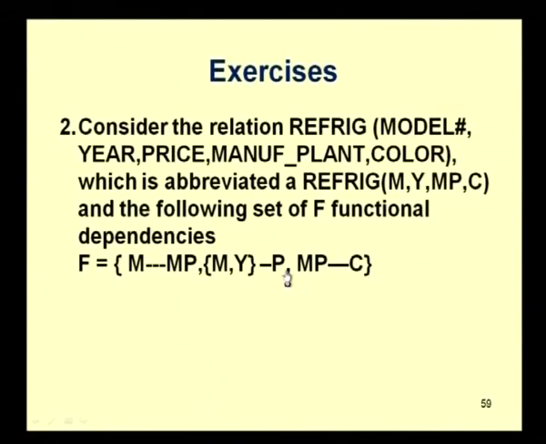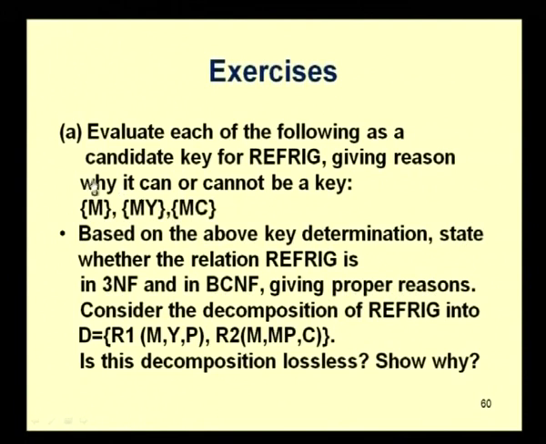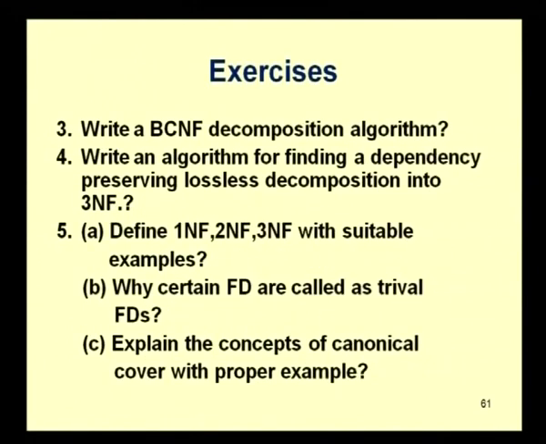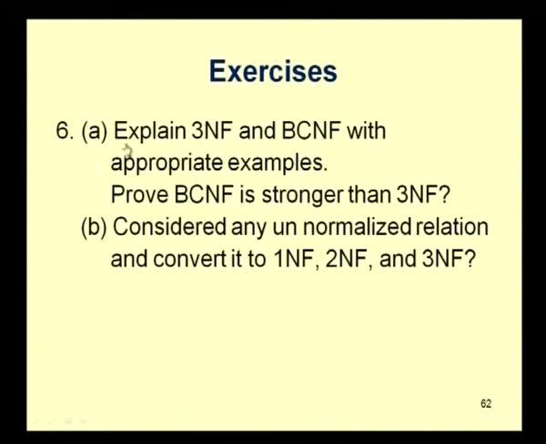Another example for the same type of problem, again we are asking you to find out what is a key, whether it is in 3NF and BCNF, and give proper reasons for this. You have to also find out whether the decomposition will be lossless and show why it is lossless. Then I have given you some theoretical problems to explain these terms, explain why BCNF is stronger than 3NF, and consider any unnormalized relation and convert it into first normal form, second normal form and third normal form.